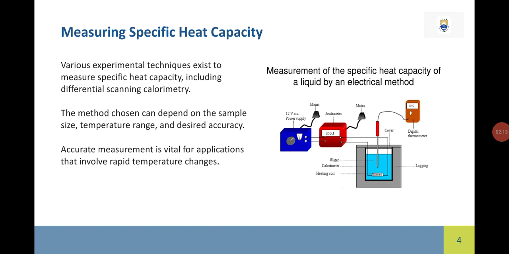Measuring specific heat capacity. Various experimental techniques exist to measure specific heat capacity, including differential scanning calorimetry. The method chosen can depend on the sample size, temperature range, and desired accuracy. Accurate measurement is vital for applications that involve rapid temperature changes. Measurement of the specific heat capacity of a liquid by an electric method.